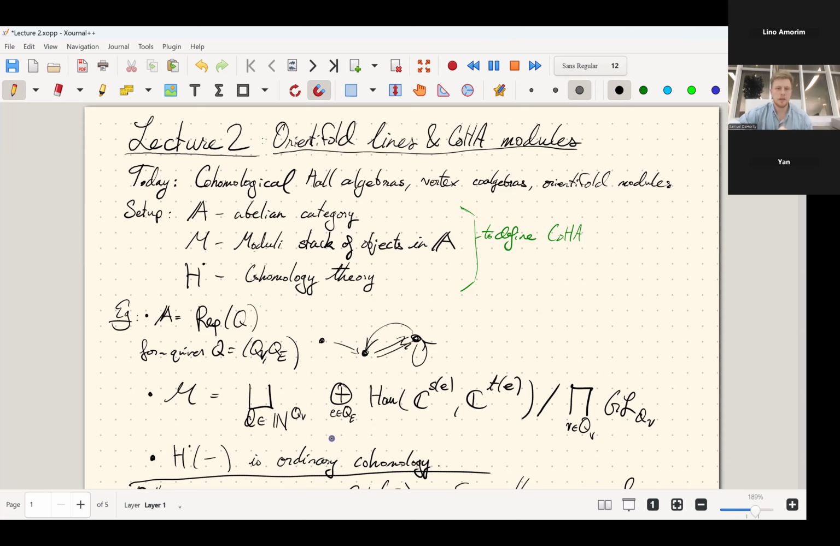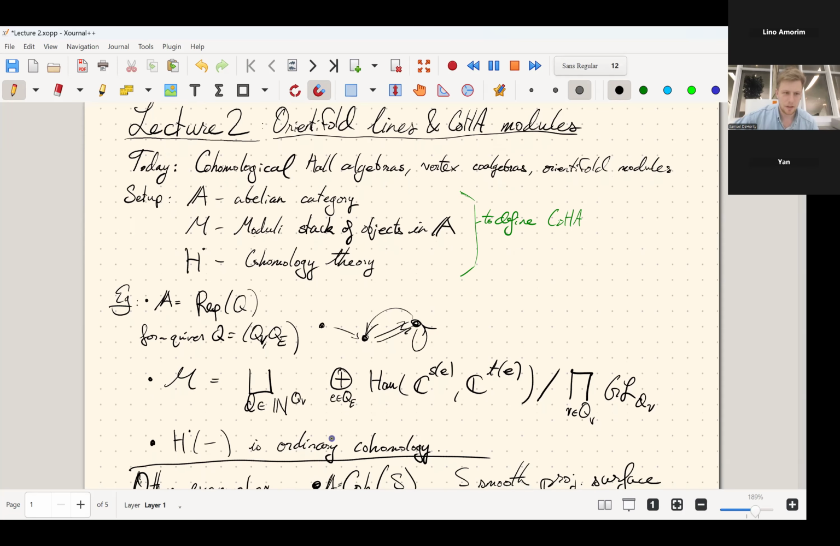vertex coalgebras, the generalization of coalgebras that arise in this context, and a convenient framework for studying them, and then how Orientifold lines, or the modules for cohomological Hall algebras we're going to use to model Orientifold lines, sort of fit into this framework. So we'll talk about the slightly more understood stuff first as background in order to understand the new details of the construction.